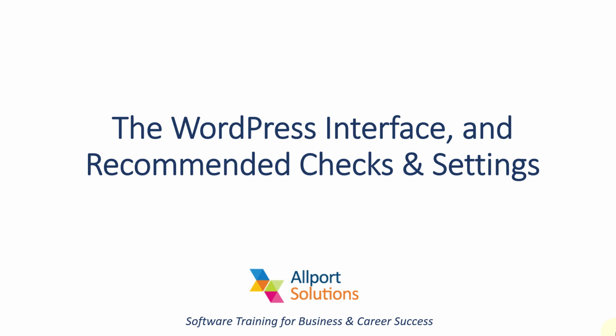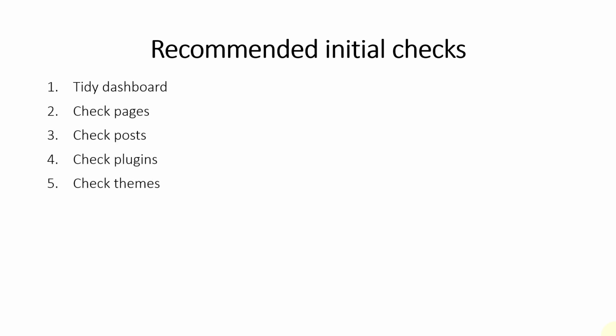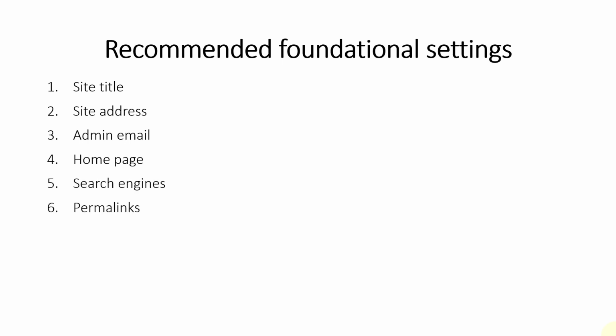And I have these slides here just as a quick reference and also to help structure the video, so it helps me make sure I don't miss anything as I talk through it. So I'm going to cover WordPress Quick Start Guide, logging in as admin, your profile, the admin bar, the admin menu, recommended initial checks, tidy dashboard, that's just a personal preference of mine, check pages, check posts, check plugins, check themes, check users, check site health, recommended foundational settings, site title, site address, admin email, homepage, search engines, permalinks. Okay, let's go through that.